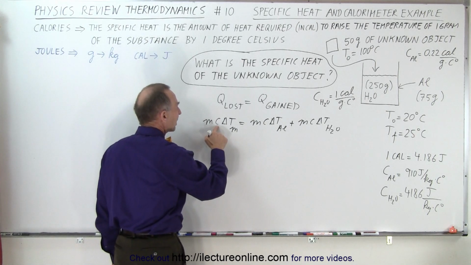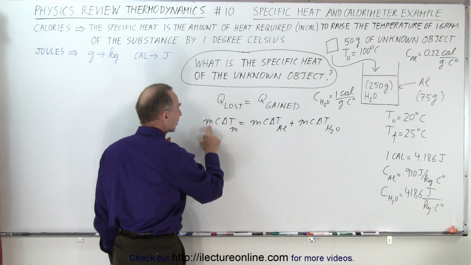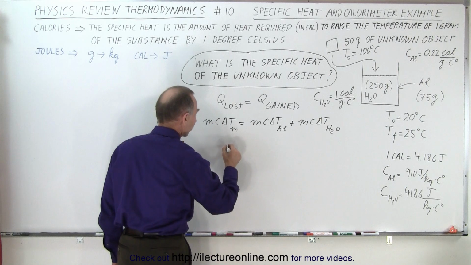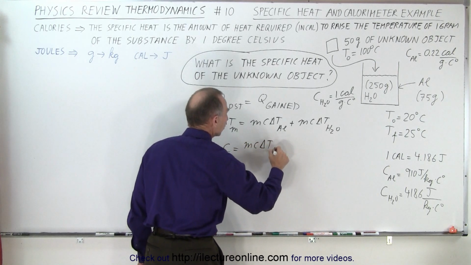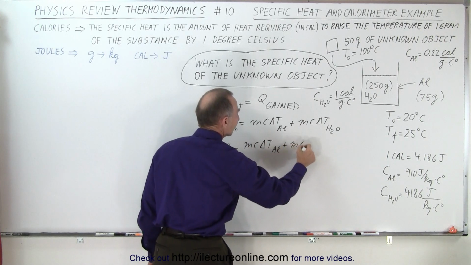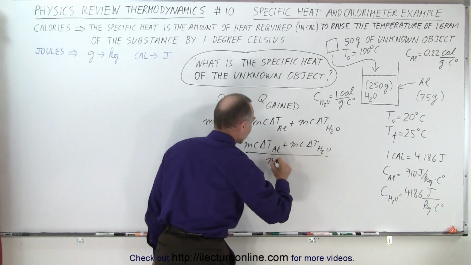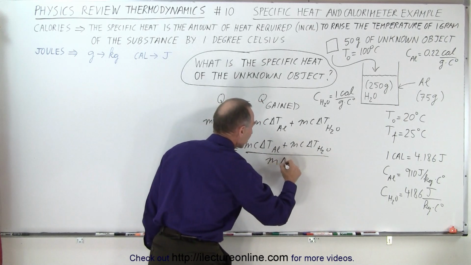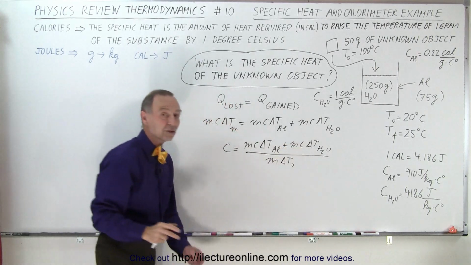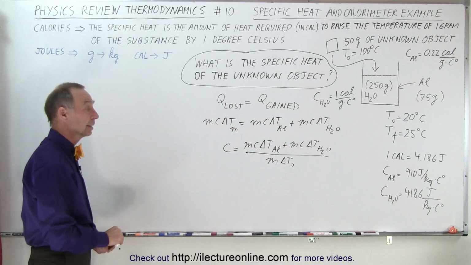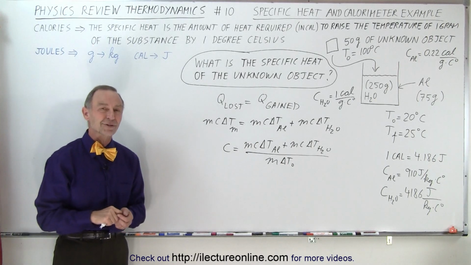We're looking for the specific heat, so we're going to divide both sides of the equation by the mass of the unknown object and the change in the temperature. So C is equal to mcΔT for the aluminum plus mcΔT for the water, divided by the mass of the unknown object and the change in the temperature of the unknown object. And remember that all ΔT's in the equation must be positive. All you have to do now is plug in the numbers and find the final value for C.